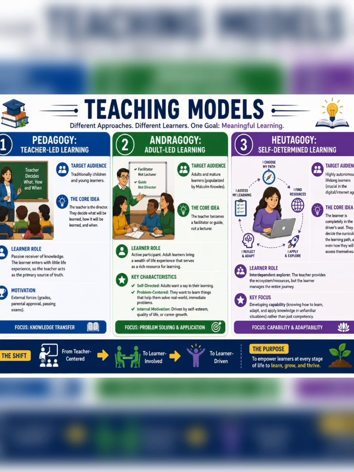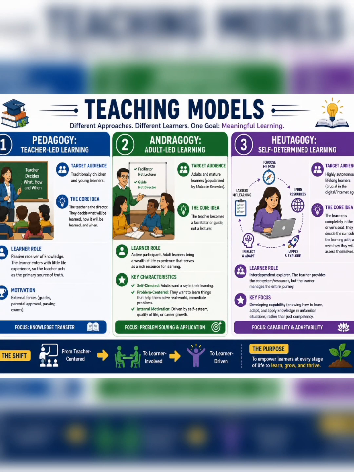Adults want a say in their own education. They are self-directed and problem-centered. They want to learn things that help them solve real-world, immediate problems. Their motivation comes from within, driven by self-esteem, career growth, and quality of life. The ultimate focus shifts to problem solving and application.